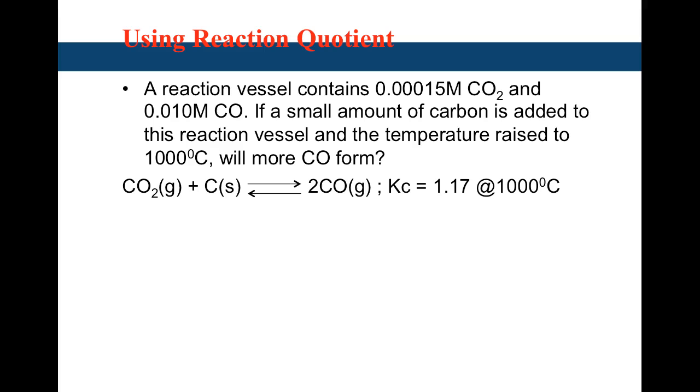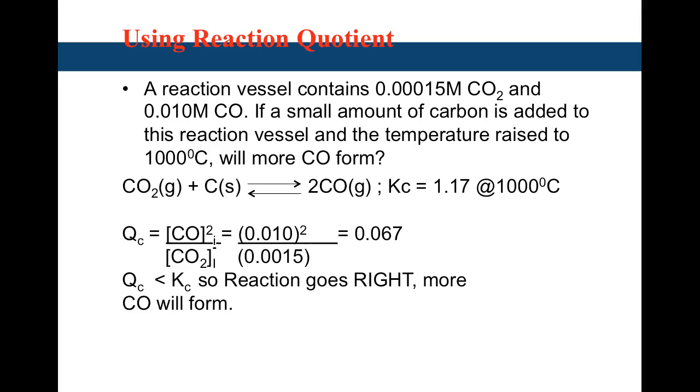So here in this reaction vessel, you have 0.0015 of the CO2, 0.01 of carbon monoxide. This is a heterogeneous equilibrium, all right? So Kc is CO squared divided by CO2, okay? So 0.01 squared divided by 0.0015. That's Qc. That's 0.067. So Qc is less than Kc, so the reaction has to go forward. More of the CO will form.